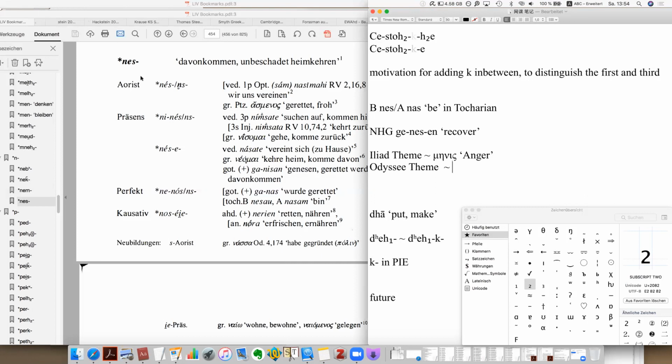It's connected. You can write Latin letters. You don't need to use the Greek alphabet. So it's connected with this root.